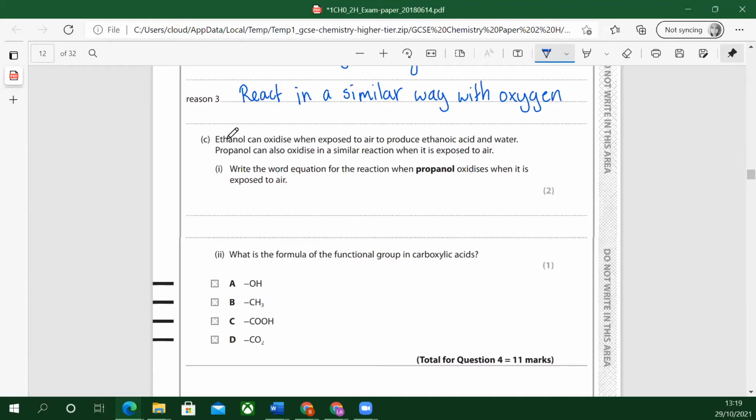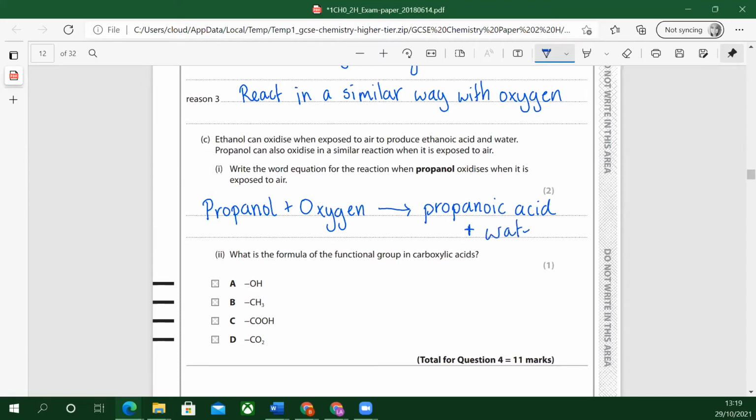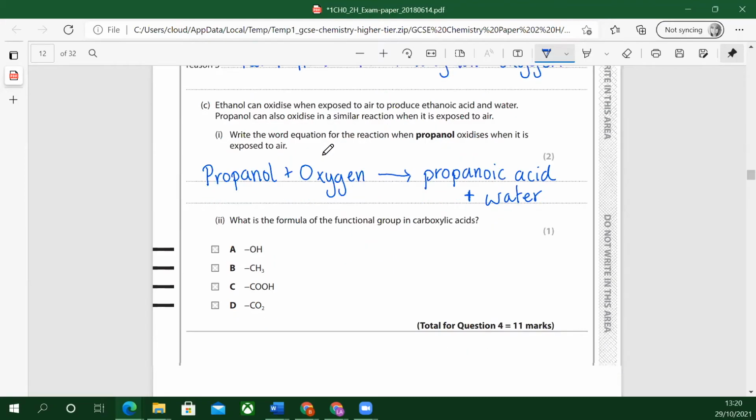This is easy, isn't it? Because we know that they're part of the same series, so it's going to be a pattern. Ethanol reacts with oxygen, so does propanol. So propanol plus oxygen gives, as with ethanol, ethanoic acid and water. So we do ethanoic, we get propanoic acid. You don't have to know what that is, you just need to know the pattern, plus water. That'll give you 2 marks, because really you just got the answer. So I said propanoic instead of ethanoic.